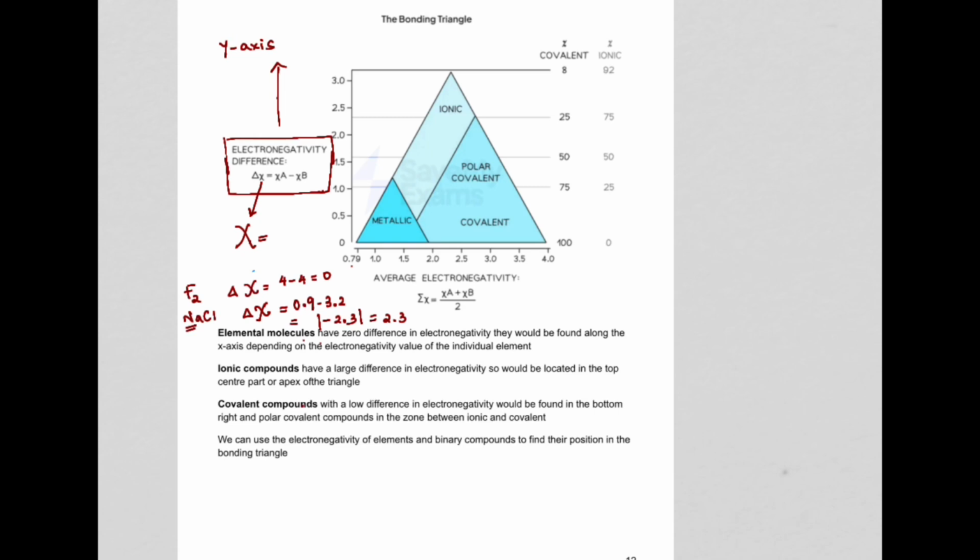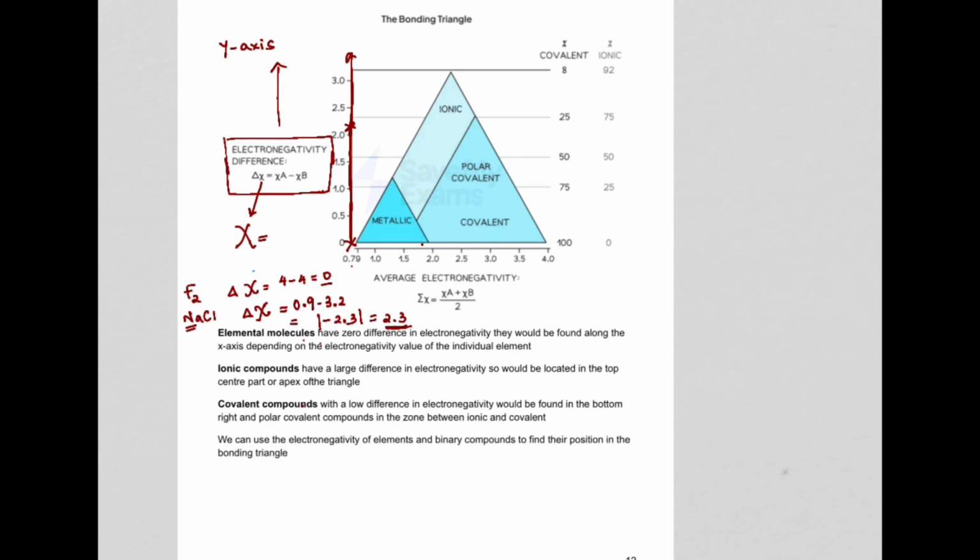By having the value, you can position it on the y-axis. So you have a scale here, and you can position where the substance is found on the scale. So 2.3 is going to be around here, and 0 is going to be here. Depending on the value, you can position it.